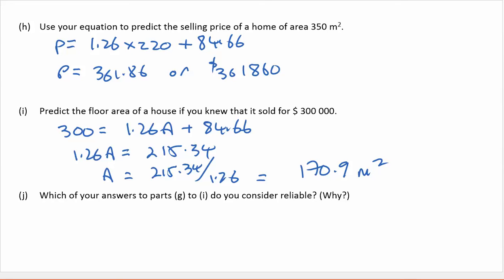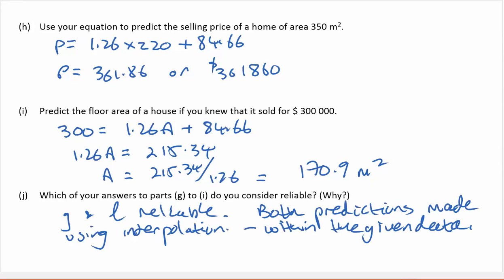Now, in these instances, we would consider both G and I reliable because the predictions come from within the given data. They both involve interpolation from within a well-modelled equation within the data points. So both predictions were made using interpolation within the given data, so hence we consider them reliable.